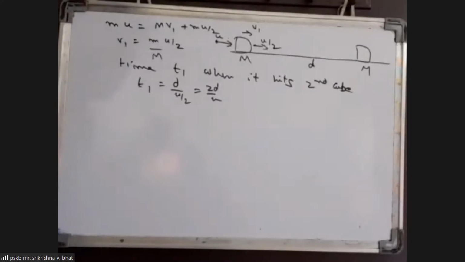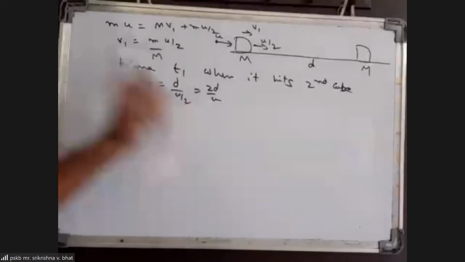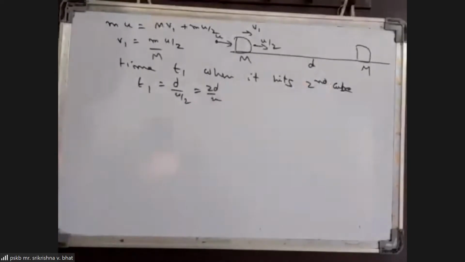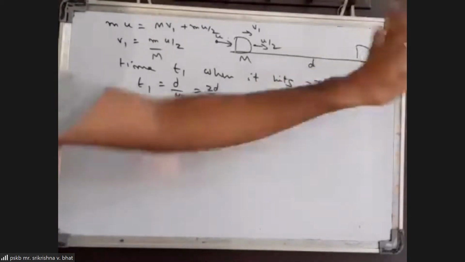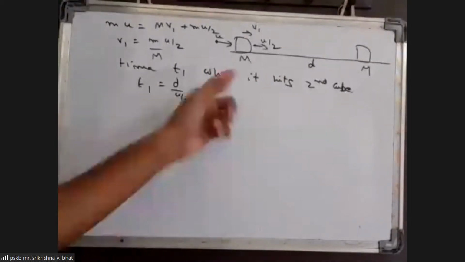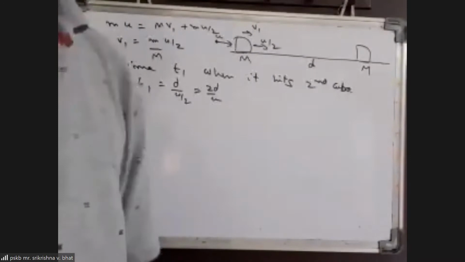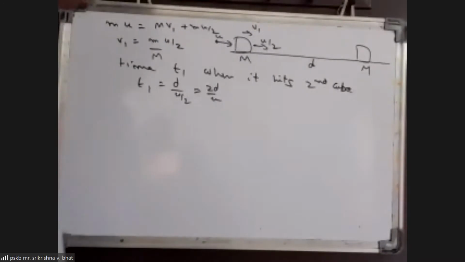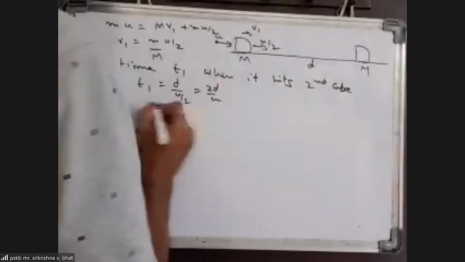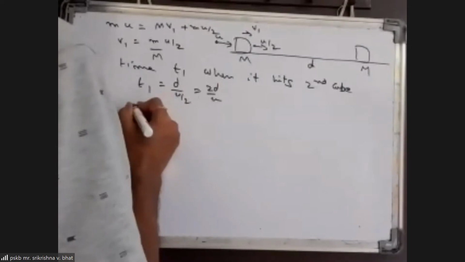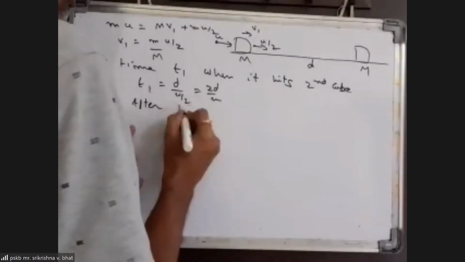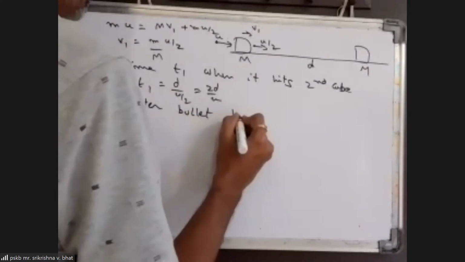If I consider t equal to 0 as the instant when the bullet has gone through the first cube, then at t equal to 2d by u it will hit the second cube. After hitting the second cube, it gets stuck there. It hits the second cube with a speed u by 2, and we are neglecting the effect of gravity, so we assume it goes horizontally only and doesn't acquire any vertical component of velocity. Now, for the second collision, that is after the bullet hits the second cube.